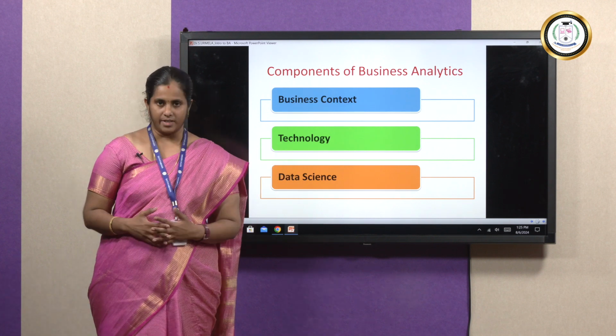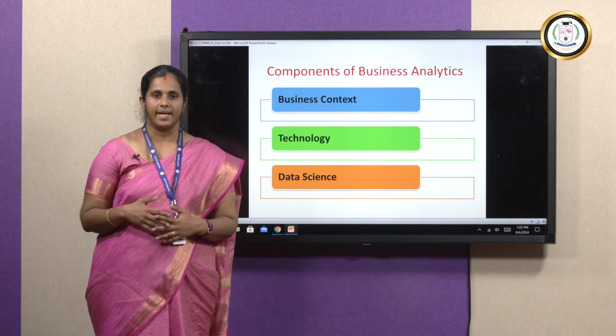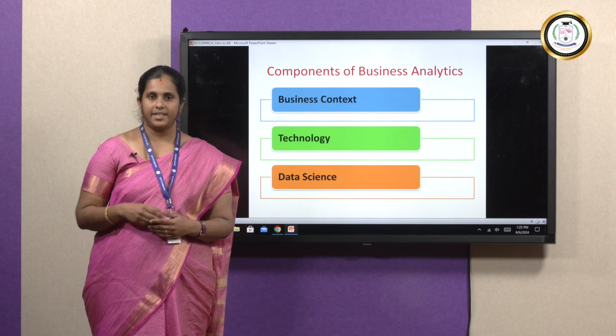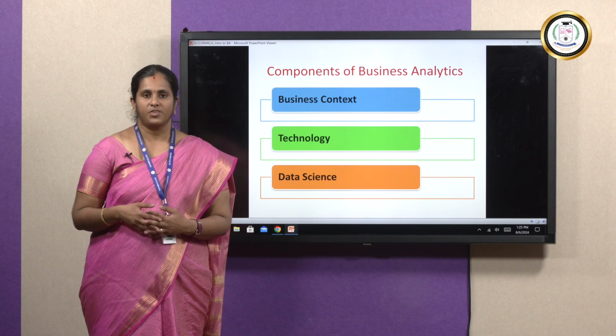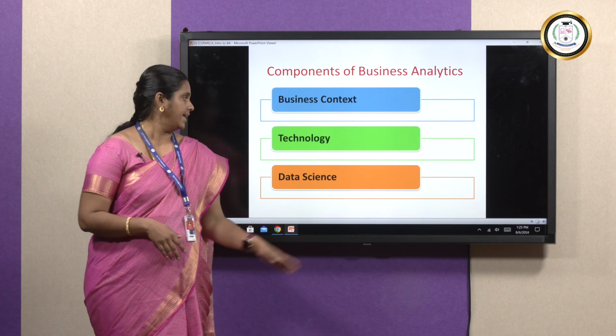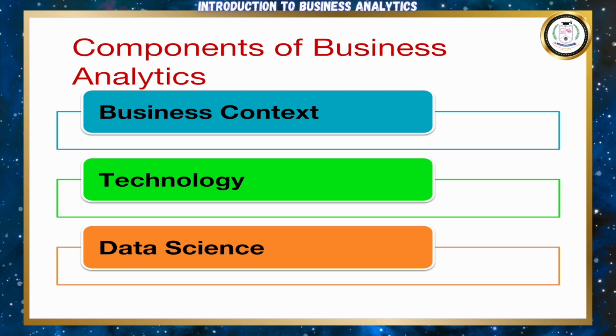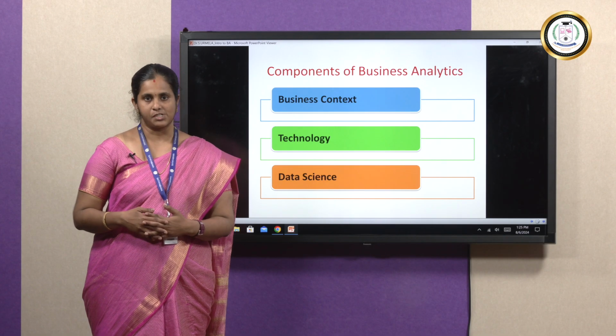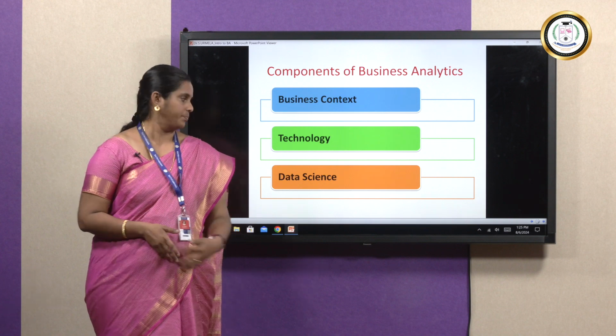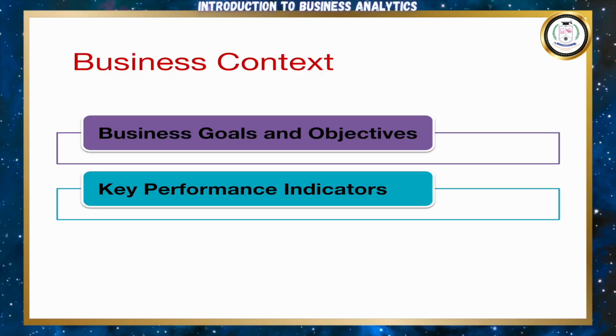Then coming to technology. In this only, we are going to apply our BI tools, our analytical tools, as well as exploratory data analysis. The third one is data science. Here we are going to apply data visualization and communication. So now we are going to see in detail about the 3 components of business analytics.